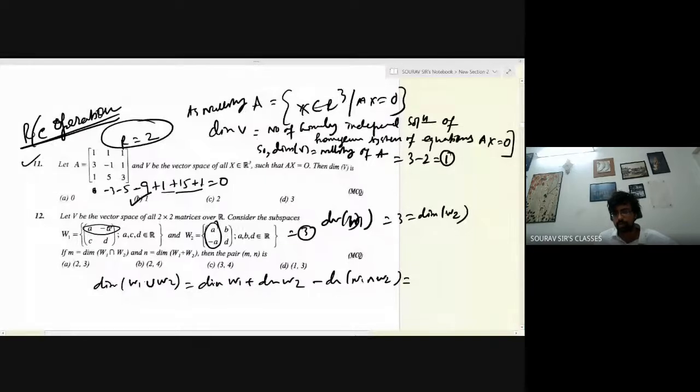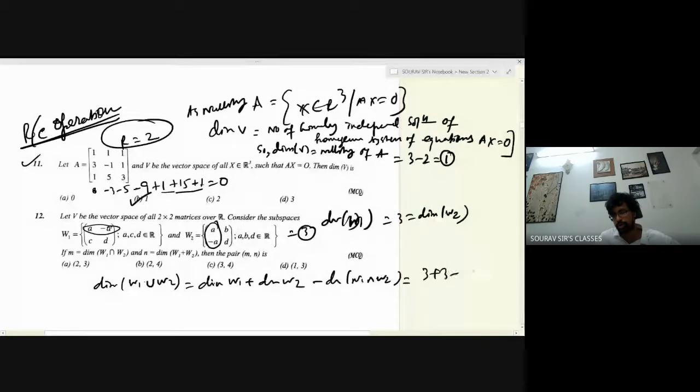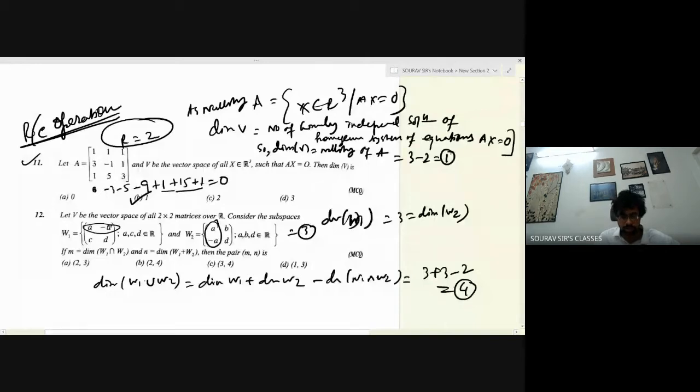Okay, please ask me questions if you have any doubt till now. So these two dimensions are the same. As the two dimensions are the same, all you have to put is the value, and what is the common dimension of it. So remember that if I do W1 plus W2, all I get is A, so A plus B equal to 0 and A plus C in that way, so A, B, C, D, so this will be dimension of 2. So 3 plus 3 minus 2, so 6 minus 2 is 4, that is the answer. So 4 is the dimension.